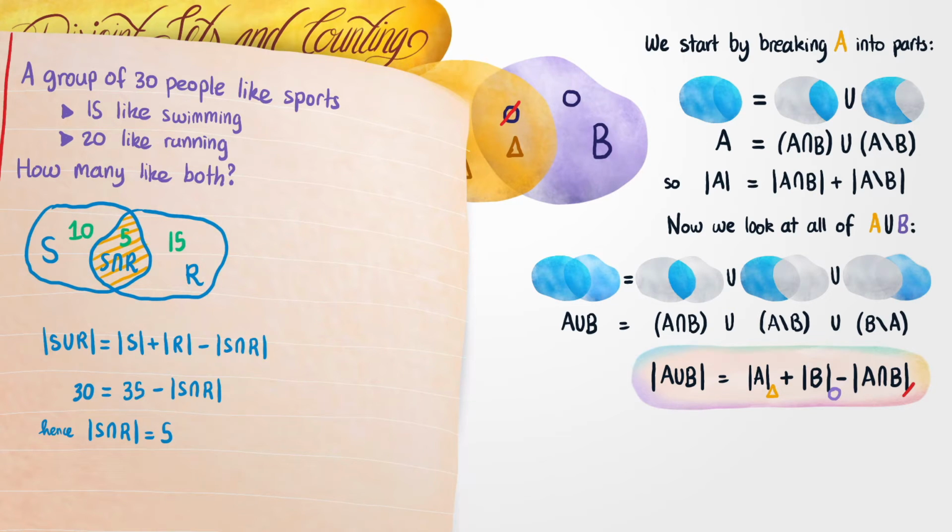And then, if we haven't done anything wrong, this plus this plus this should be the same thing as S or R. And in fact it is. 10 plus 5 is 15, plus another 15 is the 30 that we started with. So therefore, I hope you can see why this is actually a really useful way to count things. Now there is just one more thing to tell you, so I'm going to go ahead and show you that now.